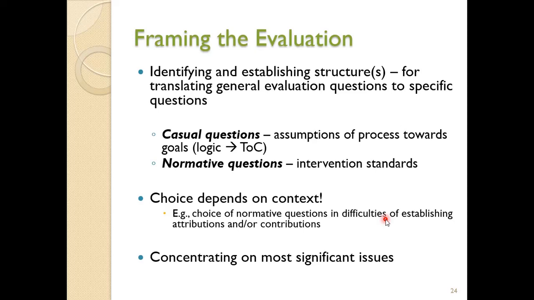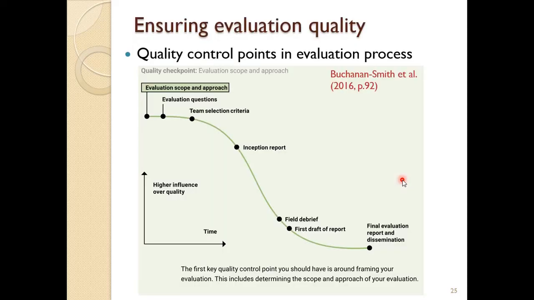Does it want to look at questions of causality, or events versus effects, or is it looking at normative questions? And the choice depends on the context. So for instance, the choice of normative questions in difficulties of establishing attribution. It matters a lot what kind of questions the evaluation must consider. But of course, most significantly, it's about concentrating on those issues that are affecting the people.